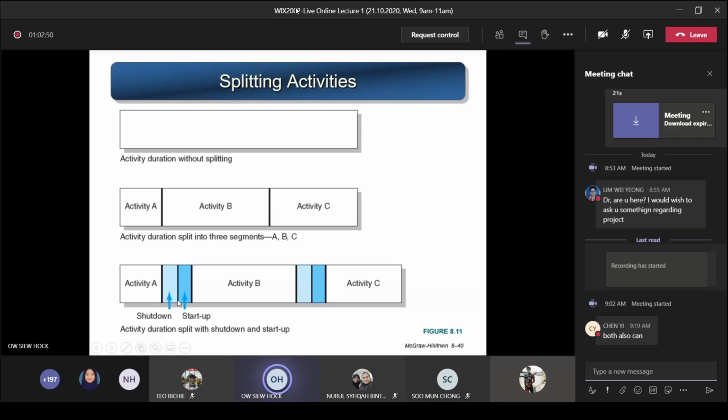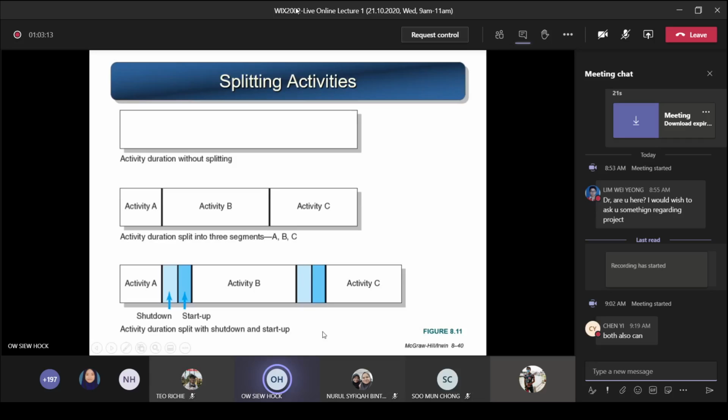Okay, you stop for a while, and then you come back, you start part B, and then you shut down, and then you go and do something else, you start up, and then with activity C. So you can see this is the original length without splitting the task. You can see this is shorter time. But if you split into part A, B, and C, it takes you longer because you shut down and then start up again.